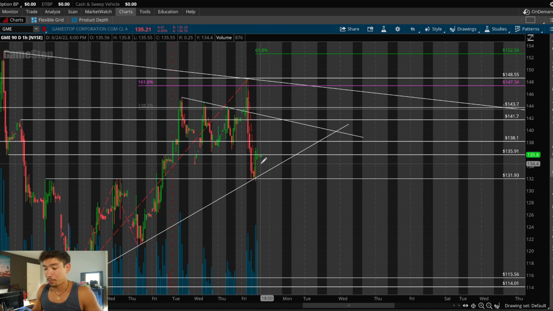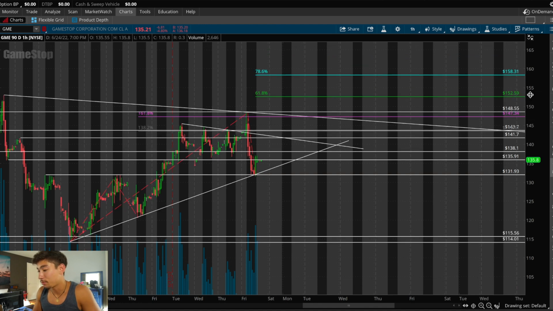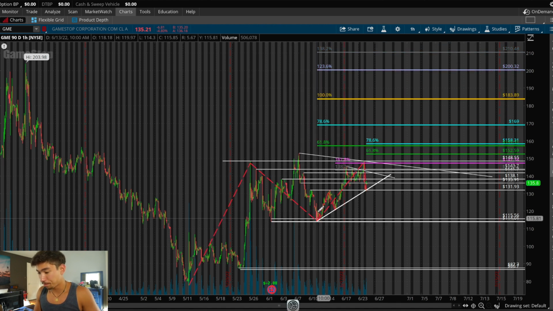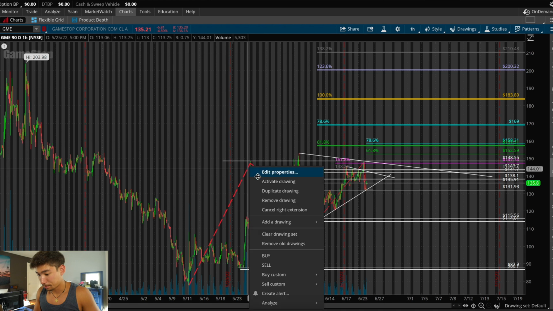And so using everything that I just went over, that gives us the targets that I have up here, between 152.6 and 158.3 for the smallest degree. And then bigger, I'll just show you how it's drawn. The bigger degree, it goes a little bit higher.